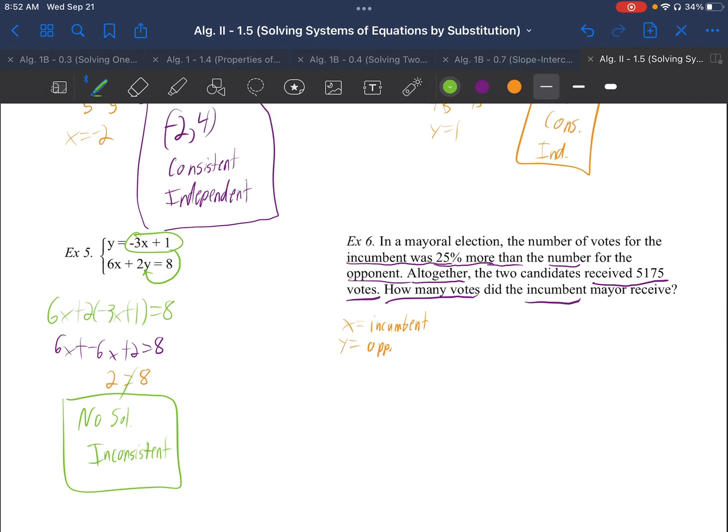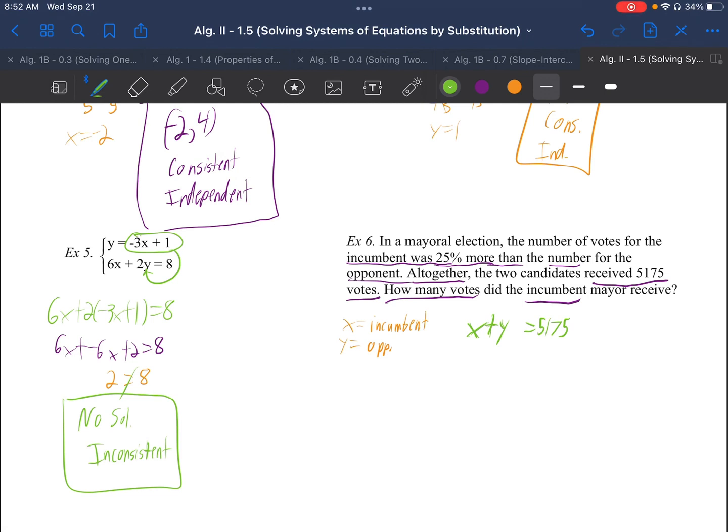So now we need to make a system of two equations from this. So we know that together they received 5,175 votes. So in order to get to that 5,175 number, they'd have to add to get there. So I'm going to do x plus y. The number of votes for the incumbent plus the number of votes for the opponent are going to get that total number of votes.